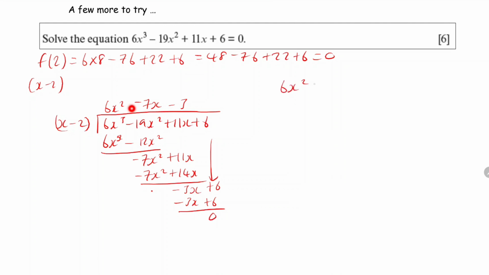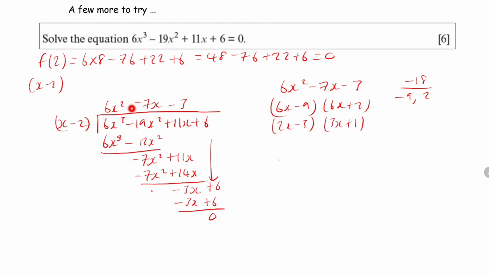Okay, so now we've got to factorize 6x squared minus 7x minus 3. 6 times by minus 3 is minus 18. So our factor pairs of minus 18, which add together to give us minus 7, are going to be minus 9 and 2. 6x minus 9, 6x plus 2. 3 goes into both, so we have 2x minus 3. 2 goes into both, 3x plus 1.